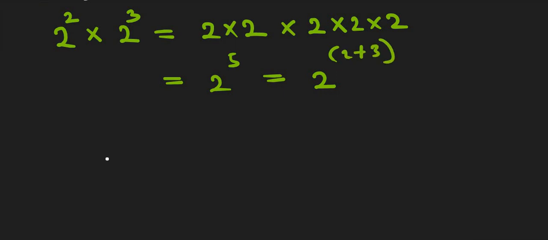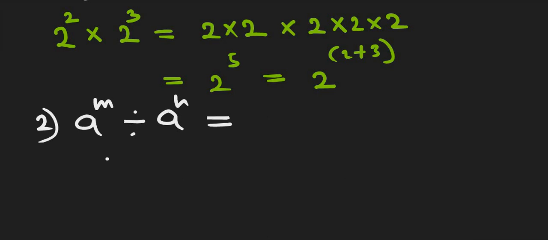Let's look at rule number 2. Now, rule number 2 states that if we have A to the power m divided by A to the power n, we can obtain our answer by subtracting the power n from power m. Let's work out an example and see whether this is true.